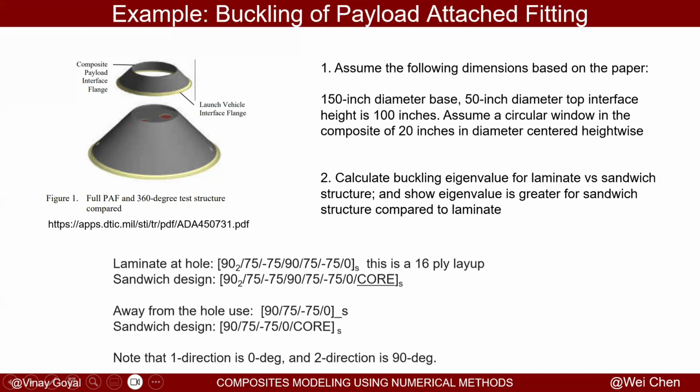And in this particular example problem, what you will note is that we have a thicker design near the hole to be able to provide more stability near the hole, because that hole decreases the bending performance locally. And so we don't want the buckling to occur in that region. We want to increase its capability so that the payload attached fitting can perform adequately in flight conditions.